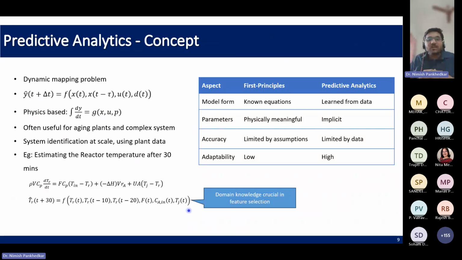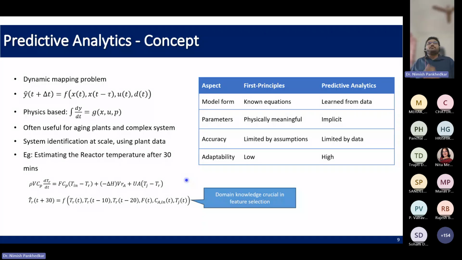And that is where the importance of domain knowledge comes in, because you should know that something is mathematically correct, okay, but it cannot happen physically. This distinction may not be available with a person who is not well versed with the domain.